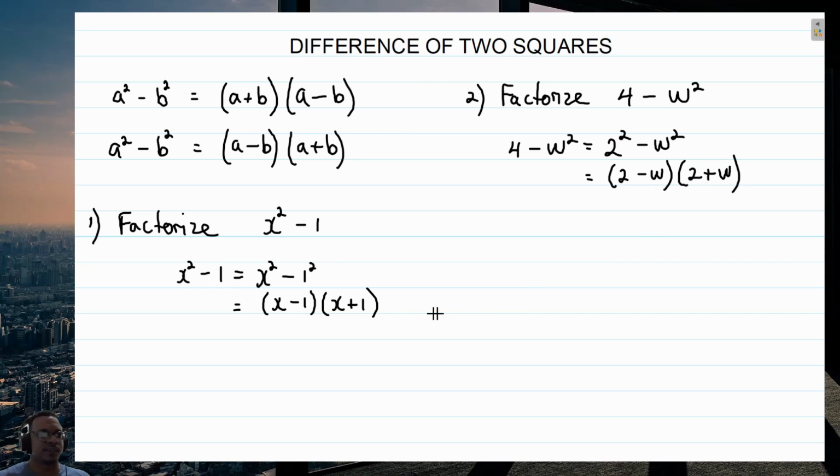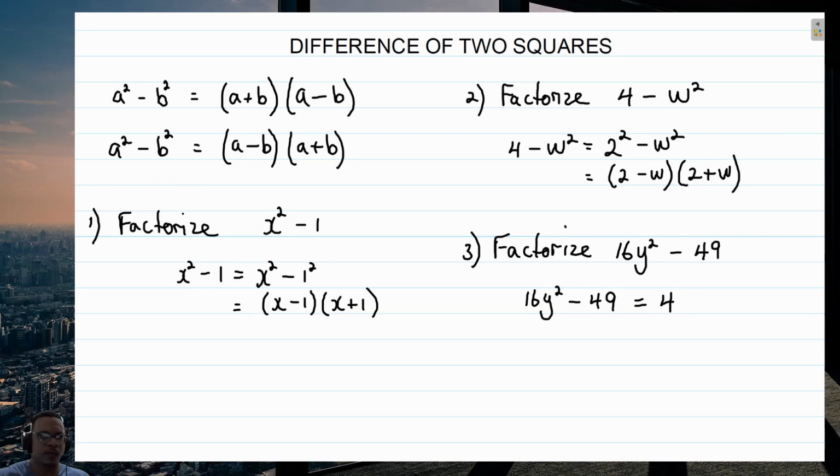And that's your answer. Now in question 3, I have to factorize 16y squared take away 49. Now I'll have to do some simplification here. So the 16 will be represented by 4 squared because 4 squared is 16. I have back my y squared. And the 49 will be represented by 7 squared because 7 squared is 49. Now that 4 squared times y squared will simplify to be 4y in brackets squared.